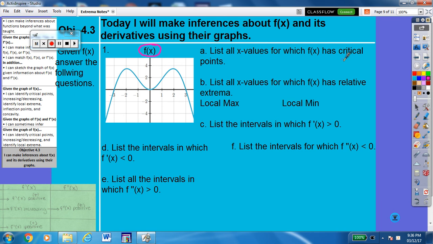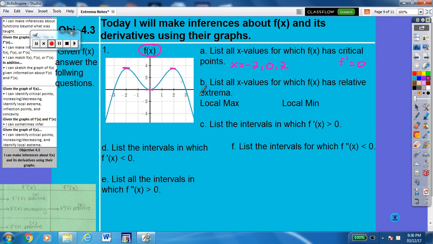Well, critical points means the first derivative is equal to 0 or undefined. For us, that happens in three different places. It happens here at -2, at 0, and at 2. So we are going to say that this is true for x equals -2, 0, and x equals +2. So it happens in three different places.